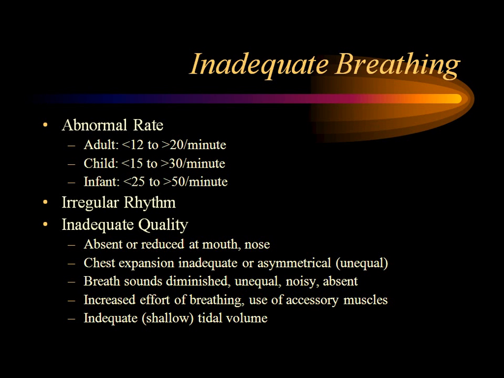The rhythm is irregular. Okay, we talked about that. And then either absent or reduced at the mouth and nose. The chest expansion is inadequate or it's asymmetrical. Breath sounds may be diminished, unequal, noisy, absent altogether. And then increased effort of breathing. So the use of those accessory muscles, we talked about that a while ago when we talked about retractions. And you can see it here and you can see it in the chest wall as well. And then low tidal volume, so that's a shallow breathing.